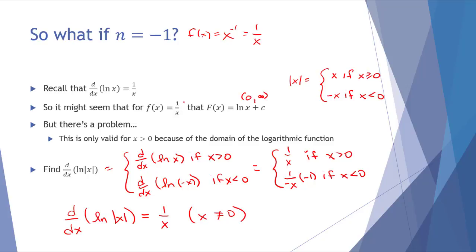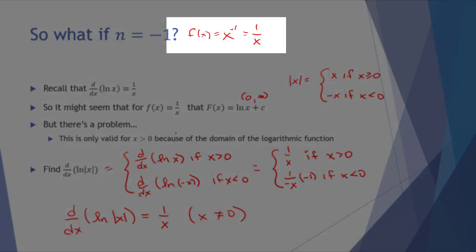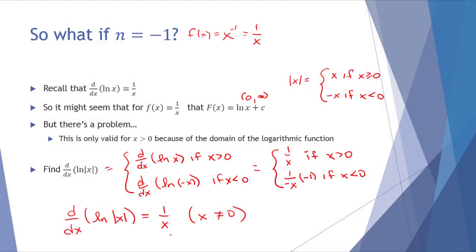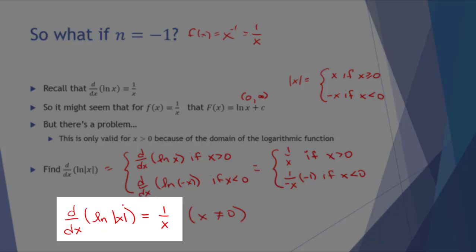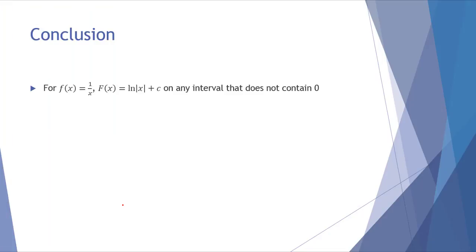Okay, so now go back to the first question, the original question that we were trying to ask. How do we take the antiderivative of f of x equals 1 over x? What function do you start with whose derivative is 1 over x? Well, it's not just ln x. It's the natural log of the absolute value of x. So that's our conclusion. So for f of x equals 1 over x, the antiderivative is given by the natural log of the absolute value of x plus c on any interval that does not contain 0.